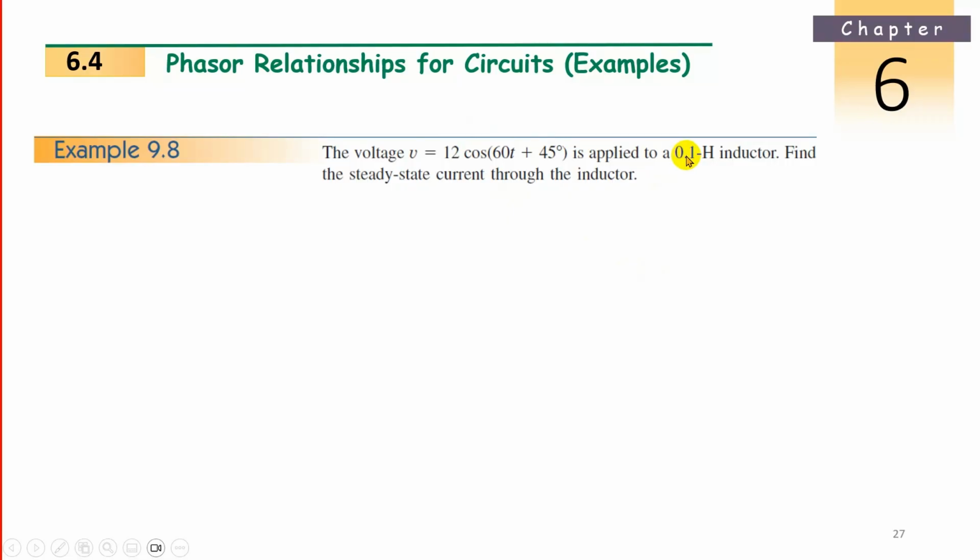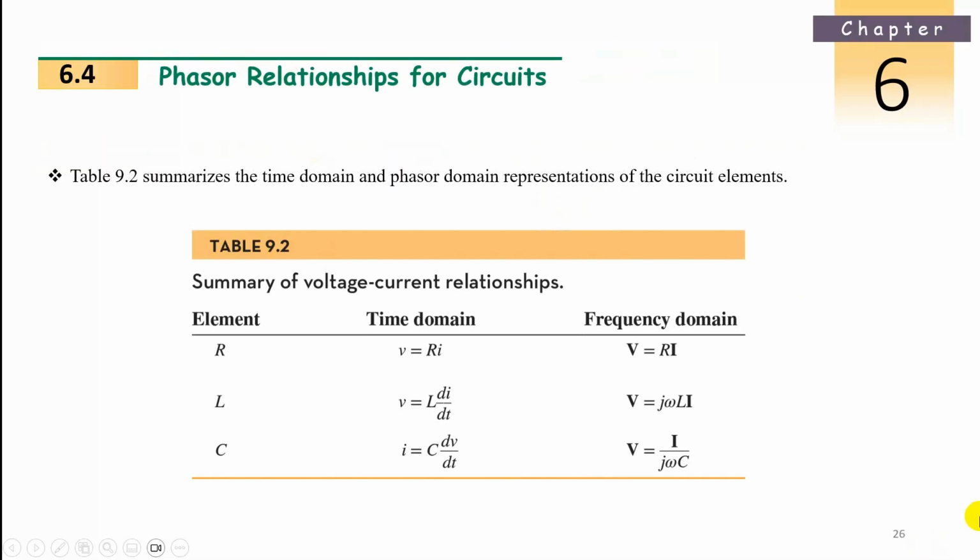L is 0.1 henries, known. So what is the equation? Current I, as per Ohm's law in an inductance passive circuit. What is the inductance equation? Check the previous slide. Remember this. What is V? V is j omega L I. What do we need? We need I. So I is equal to V divided by j omega L.